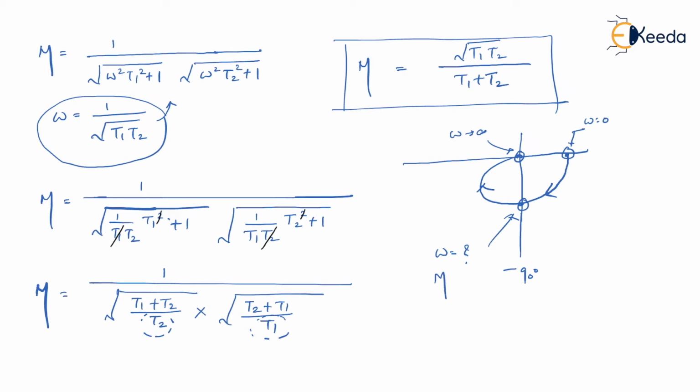Also, I have calculated what is the value of magnitude. That is nothing but this length. So this length is nothing but under root of t1 t2 divided by t1 plus t2. I hope you understood this. Let us start with the next question.